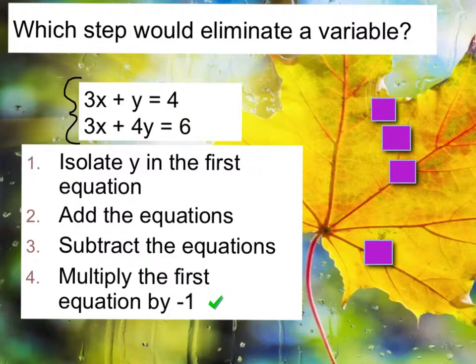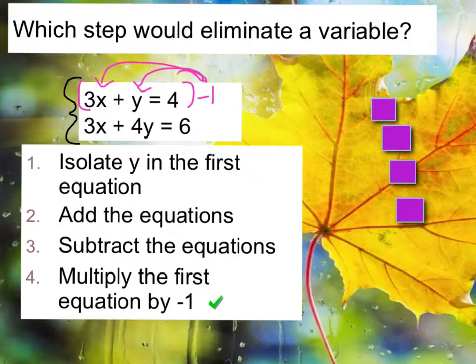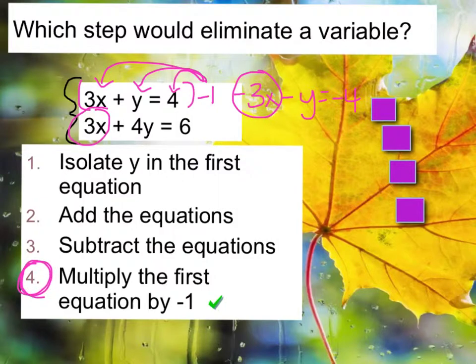Well, yeah, that works. If I multiply the first equation by -1, and I'll distribute it here, here, and here, then I'll get -3x minus y equals -4. And the x's will eliminate. -3x will eliminate with positive 3x. So this step is the first step that we should begin with.